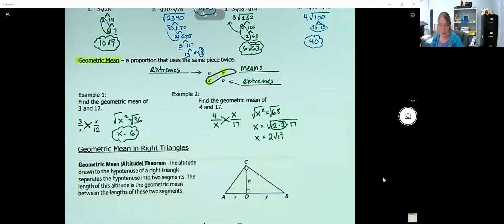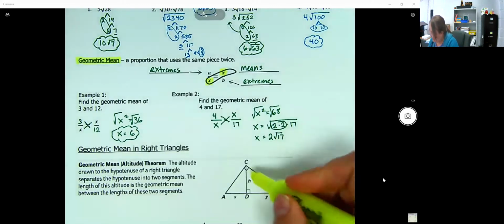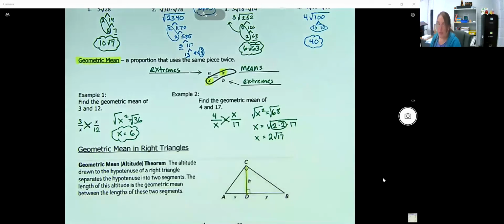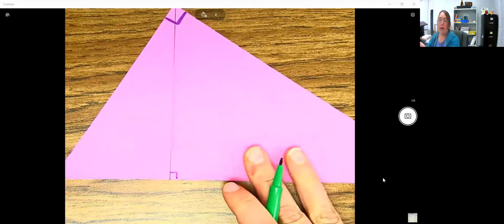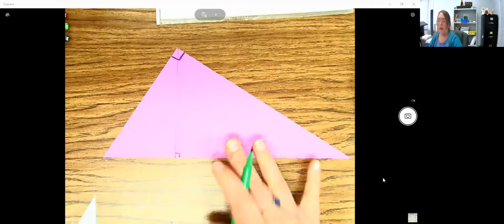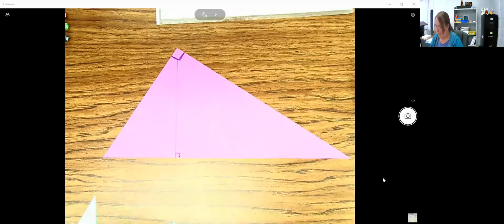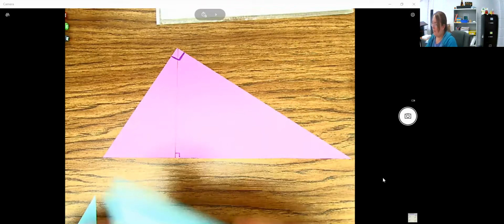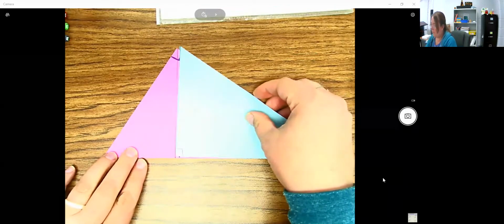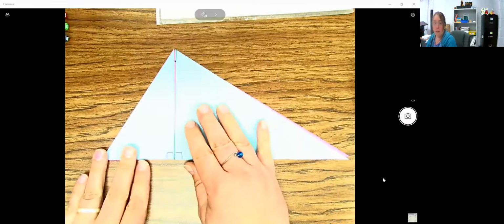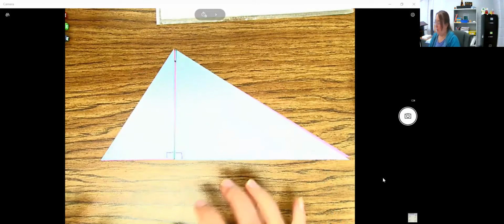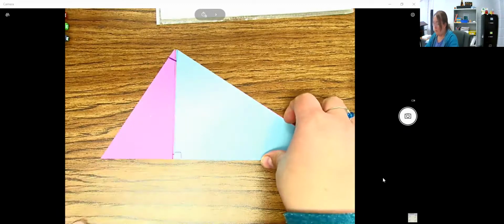Okay, all right, so basically what we're saying here is that h, if it's an altitude, is the geometric mean between x and y. So if you have a right triangle and you draw an altitude, what happens is that you create 2 other right triangles, one there on that side of the altitude and one here on this side of the altitude. And what's really neat about the configuration of these triangles is that they are all similar triangles.